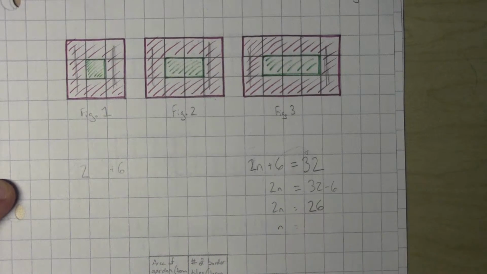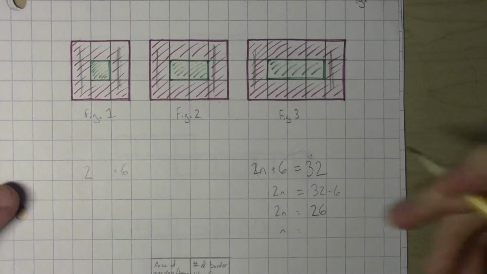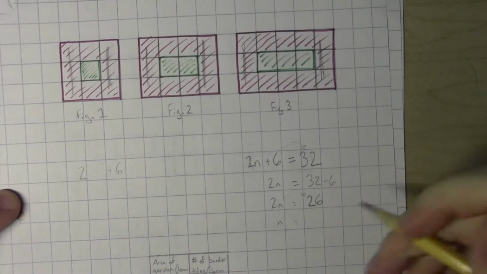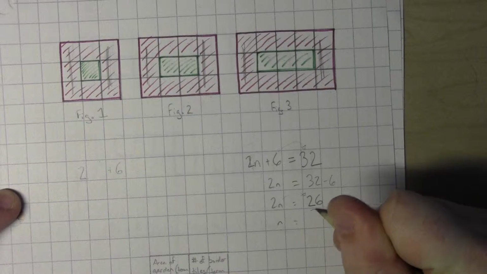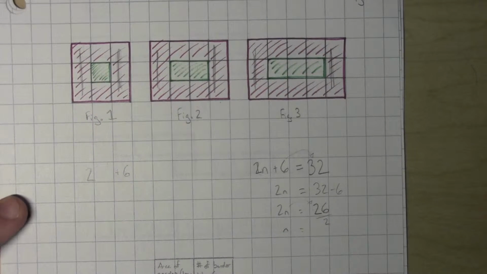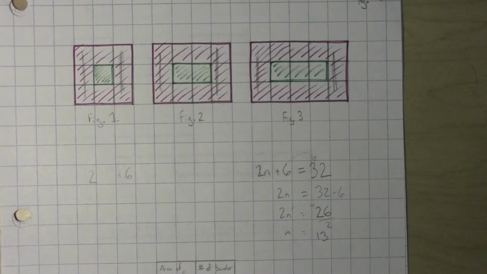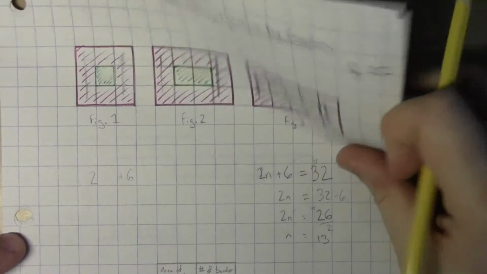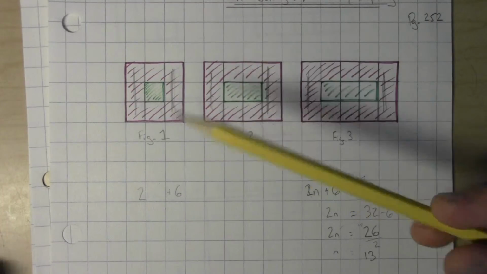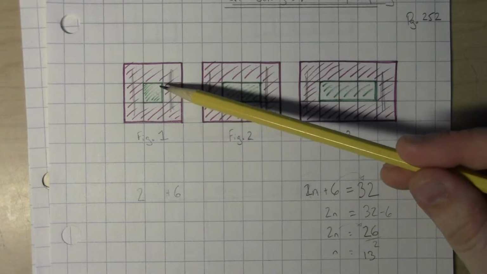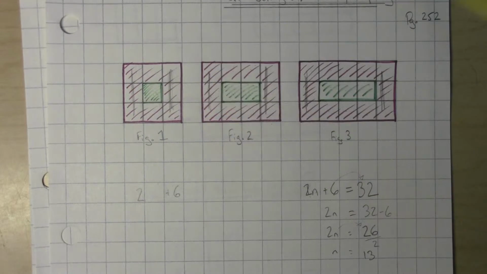How do I get rid of the 2? I divide by 2 on both sides. So I get 26 divided by 2. n equals... all right. So now tell me, how can we do this using a table? So take a look here. If I have 1 green, how many purple do I have?